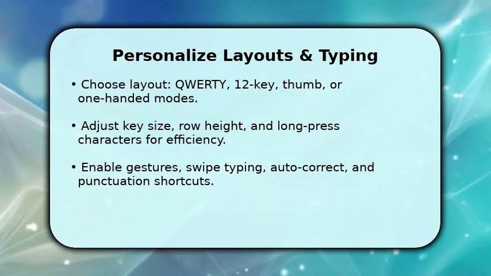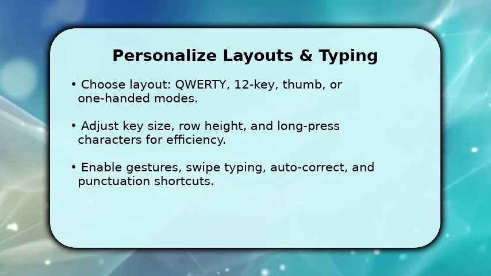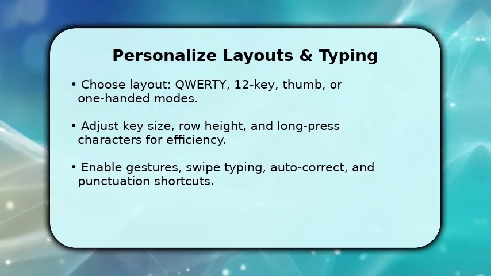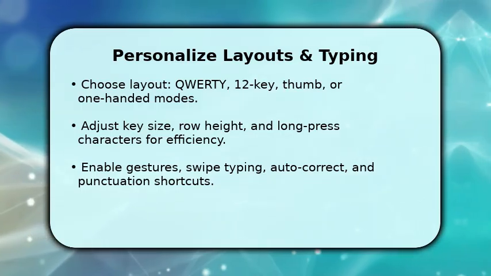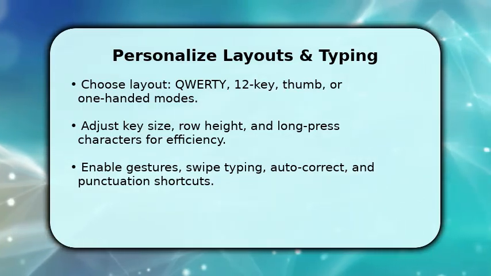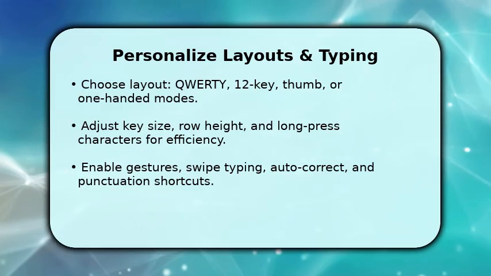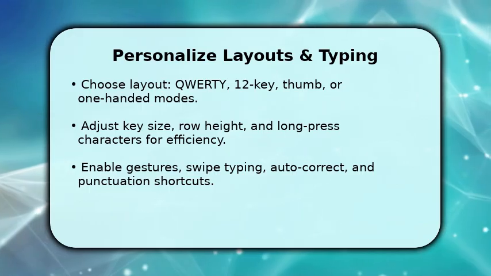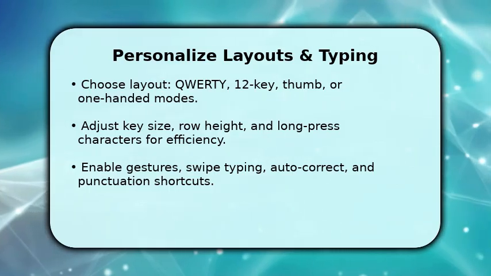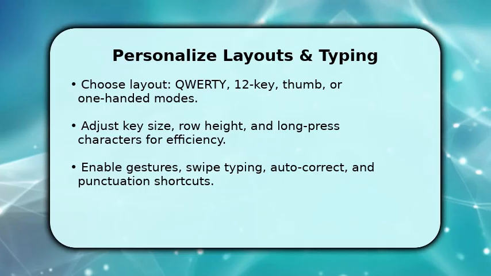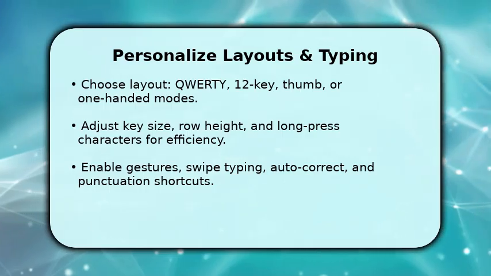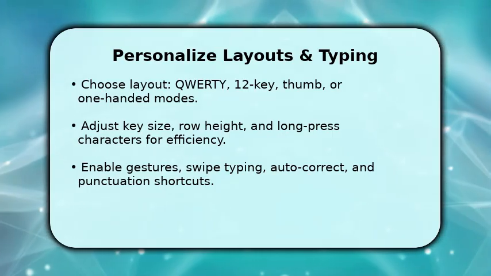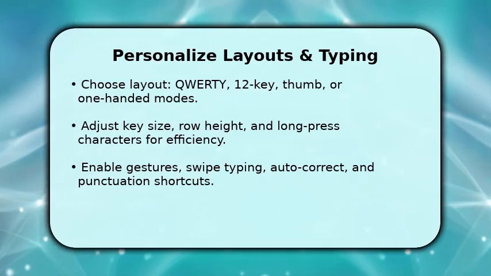Now you'll tailor how you type. Open the keyboard app settings and pick a layout that matches your hand posture, such as QWERTY, thumb, or one-handed. Then adjust key size and row height so accuracy improves. Smaller keys increase speed but may reduce precision. Configure long press characters for accented letters and set gesture or swipe typing if you prefer sliding between keys. Also tune autocorrect and punctuation shortcuts so predictive text helps rather than hinders your flow.